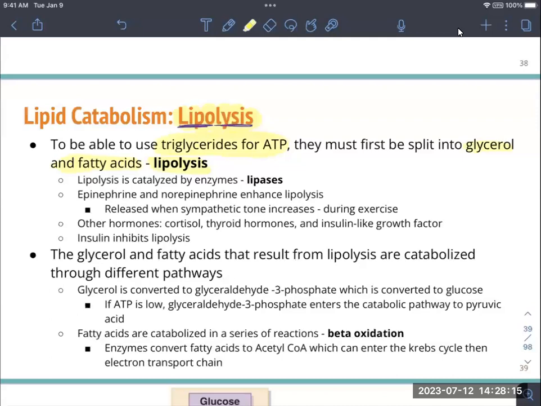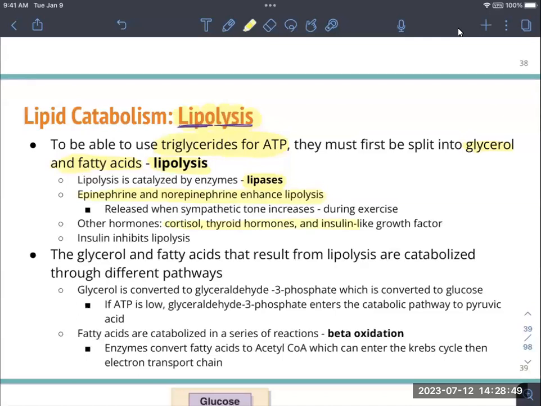We catabolize with lipases, or enzymes that are used to break down these fatty acids. Epinephrine and norepinephrine actually enhance lipolysis. So during exercise, when we release that epinephrine and norepinephrine, this is what causes us to burn fat.